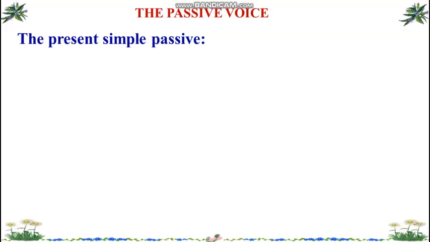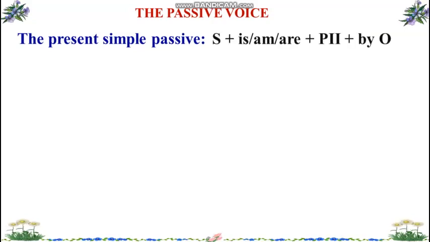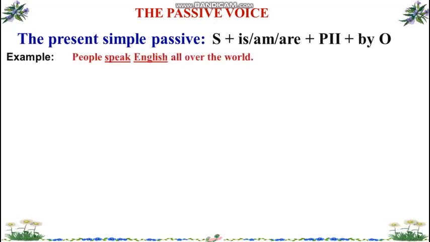Firstly, we will revise the present simple passive. Try to remember the form. We have subject and be in present, am, is, are, and past participle, and then by object. Pay attention, by object can be omitted. I have one sentence as example for you.